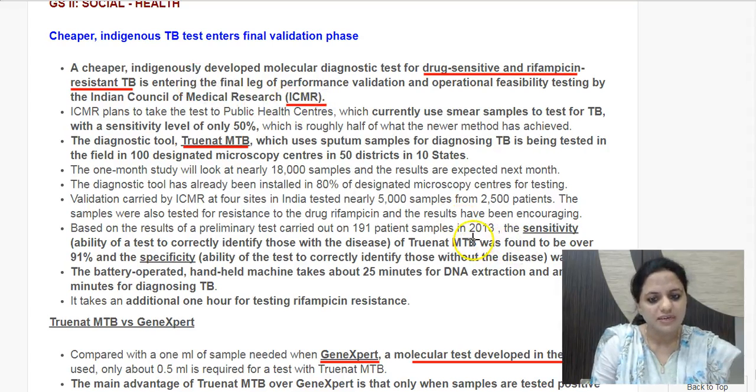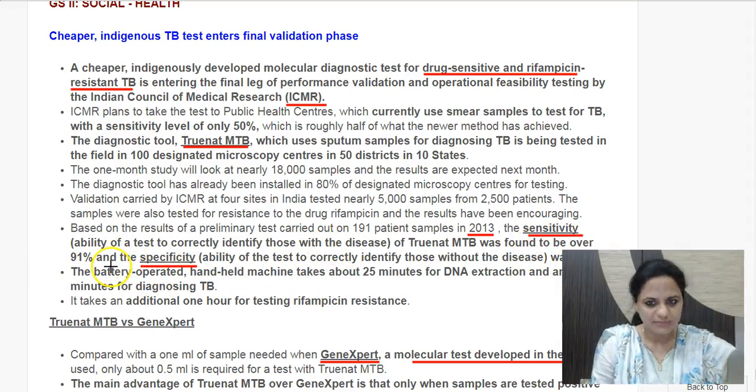In 2013, the preliminary test results showed that it had a sensitivity of 91% and specificity of 100%. Sensitivity means correctly identifying those who have the disease. So 91% sensitivity. Specificity means how many it surely showed did not have the disease. So that was an accuracy of 100%.